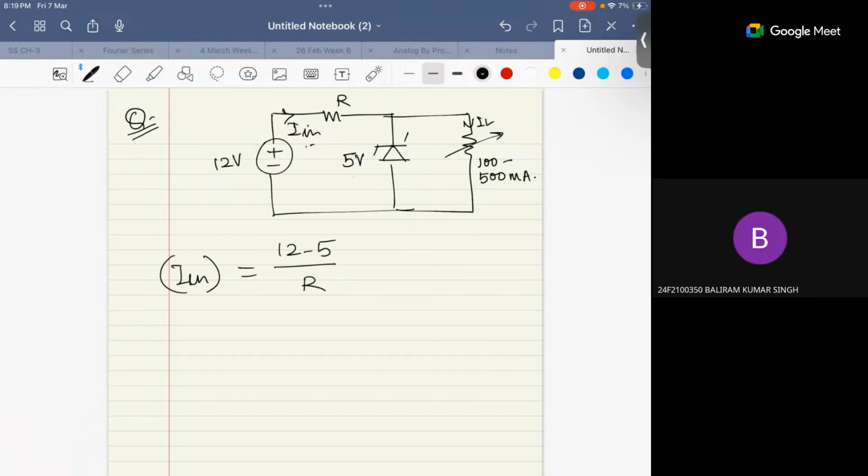Okay, and this is fixed. 12 minus 5 upon R. R will be some fixed value, and 12 minus 5 is some fixed value. So this is fixed. And what is I input? This will go here as IL and it will come here as IZ. So this is equal to IL plus IZ. Correct? Is it clear? Right? So I told you, if this is minimum, this will be maximum, and if this is maximum, this will be minimum, because this I input is fixed.